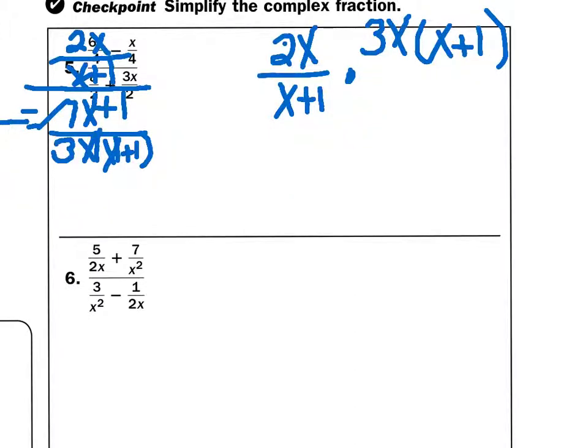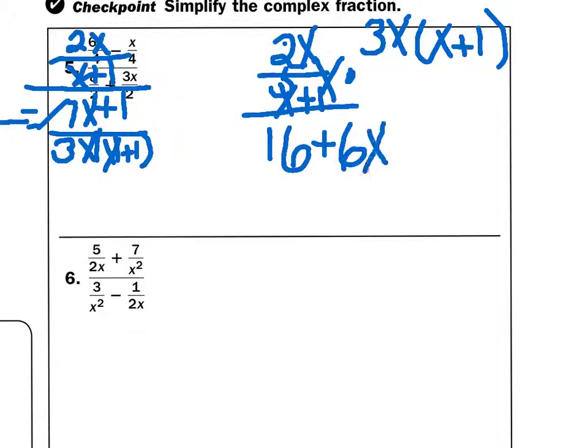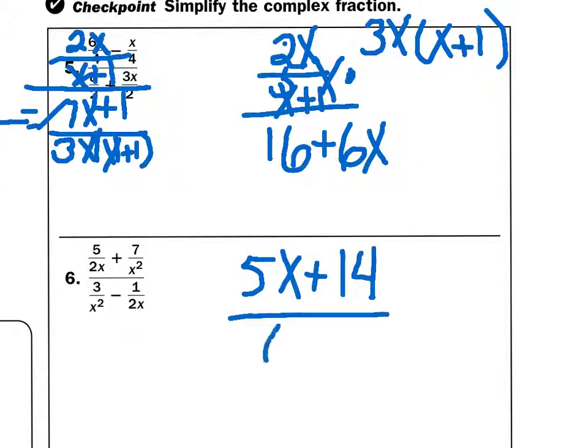Okay, so again, I'm going to give you the answers for these checkpoints. Just make sure you do them and make sure you get the same answer I got. So the first one answer should be 5x over 16 plus 6x. And the second answer should be 5x plus 14 over 6 minus x.